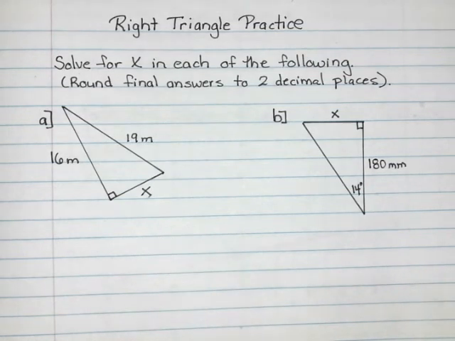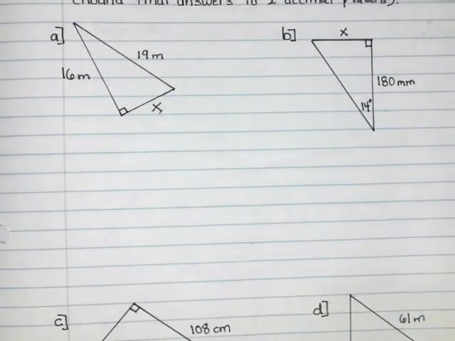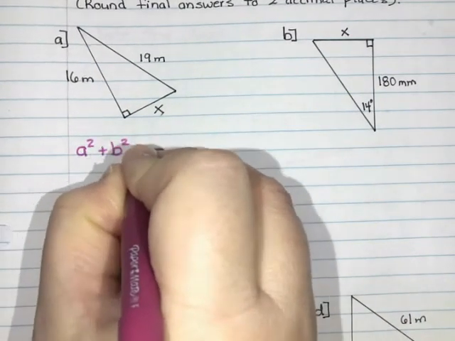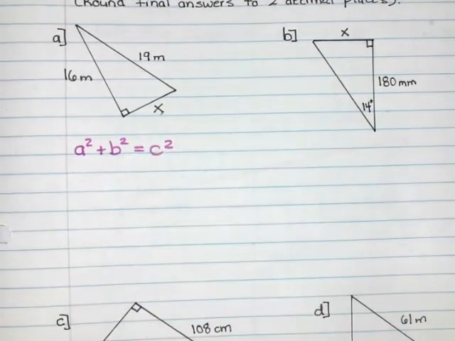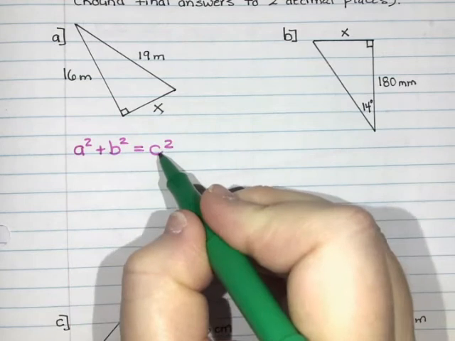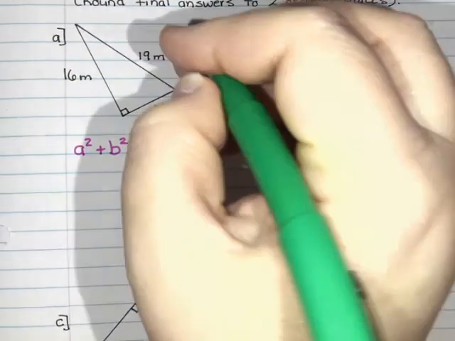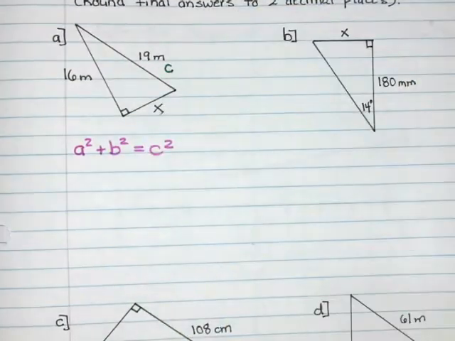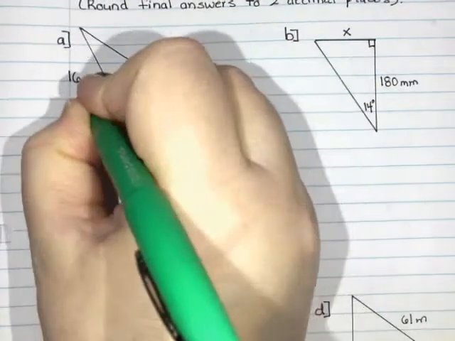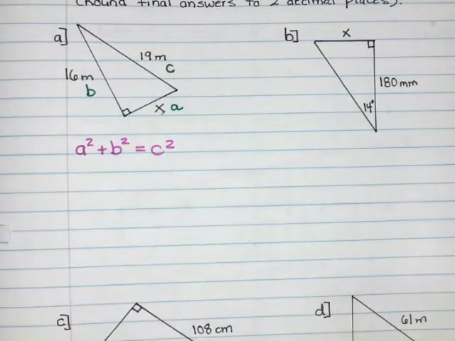Pythagorean theorem. The formula for Pythagorean theorem is a squared plus b squared equals c squared. And a, b, and c are just the 3 different sides in my triangle. C is always the hypotenuse, which is my longest side, so that would be the 19. And then a and b are the other 2 sides. It doesn't matter which one's which. I'm going to let the x be a and the 16 be b. And then I'm just going to substitute those numbers into the equation.